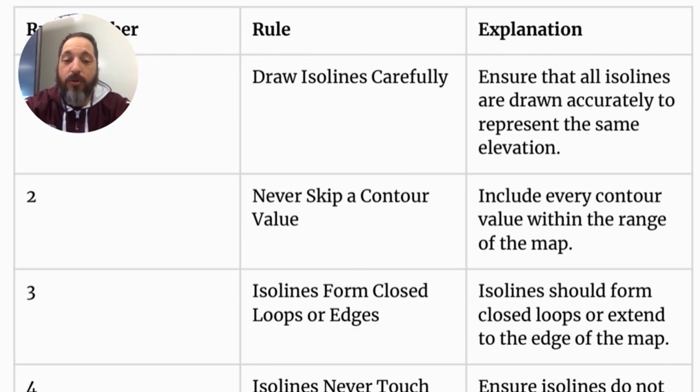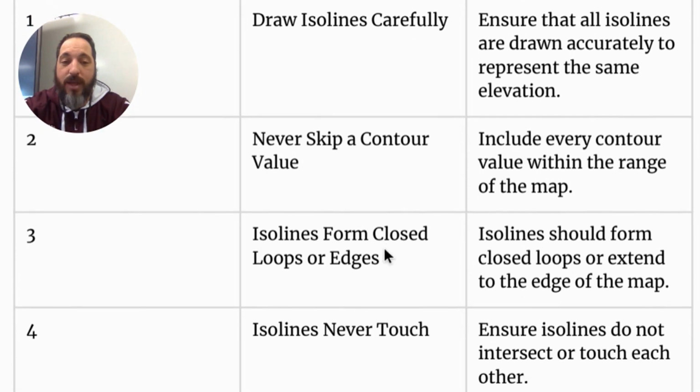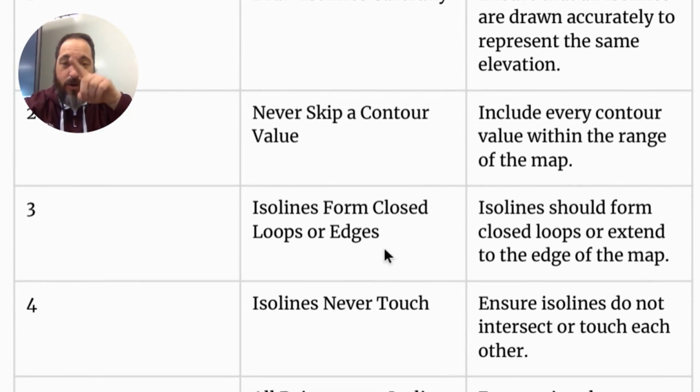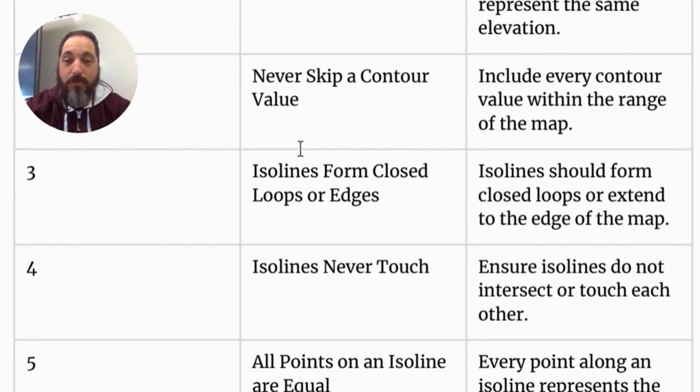Isolines are going to form closed loops or edges, right? That means that they are always going to be connecting to each other or extending to the edges of the map. Isolines are also never going to touch each other, right? They can't cross or touch because that would mean that we'd have two different data points in one location. You can't be at two different elevations at the same exact time.